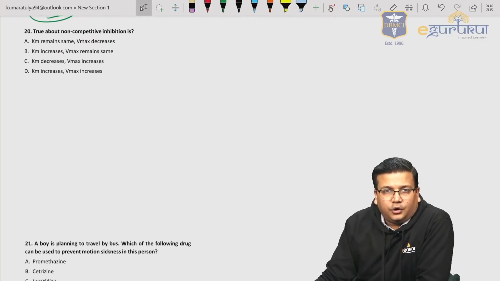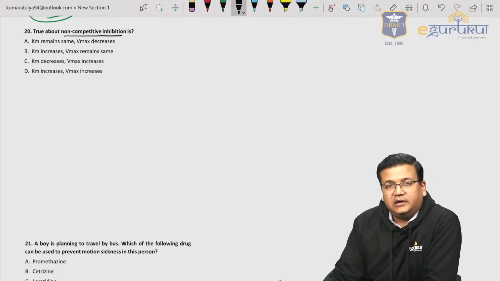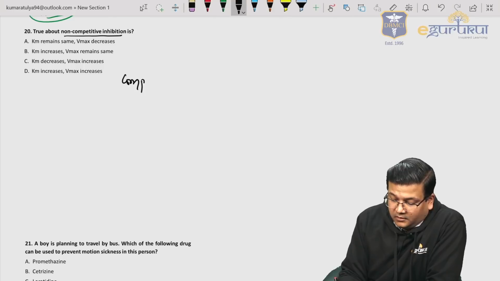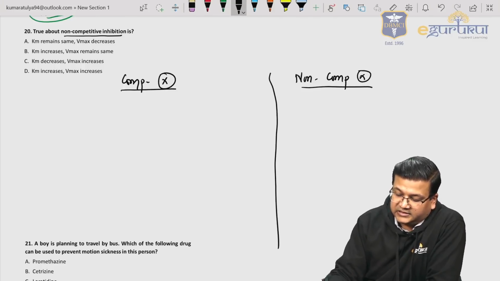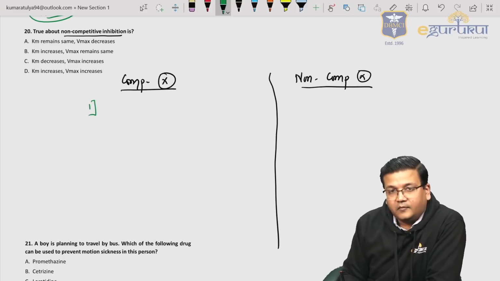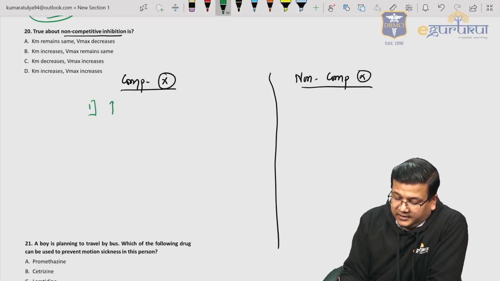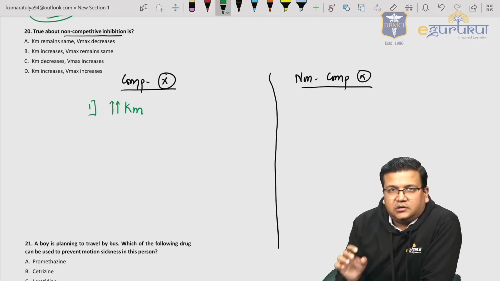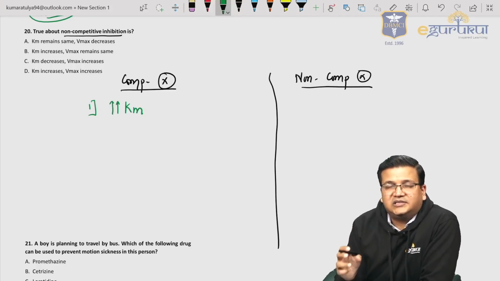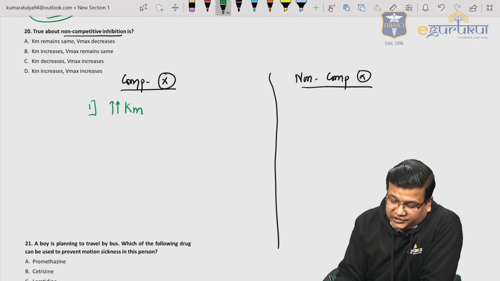Question number 20, true about non-competitive inhibition. Again, a very frequently asked question. So we have competitive antagonist or inhibition, and we have non-competitive antagonist. What are the points that are asked and what are the points that we should always remember? Number 1, competitive antagonist increases Km. What is Km? Km is the dose at which reaction achieves 50% of the speed. So dose at which 50% of the response is seen is Michaelis-Menten constant in pharmacology, Km. So it will increase that dose at which 50% of response is achieved.